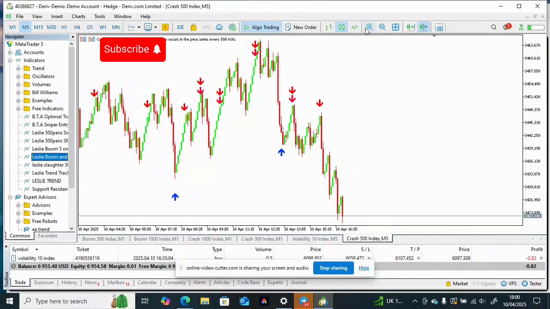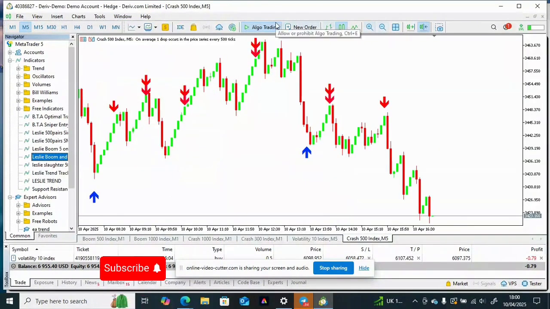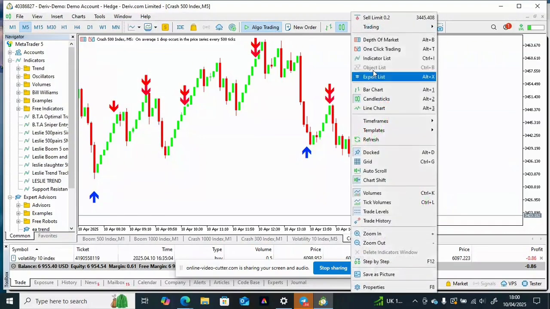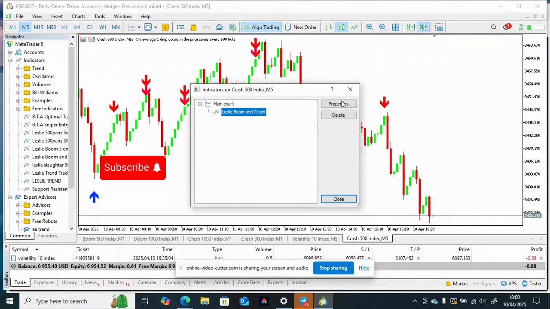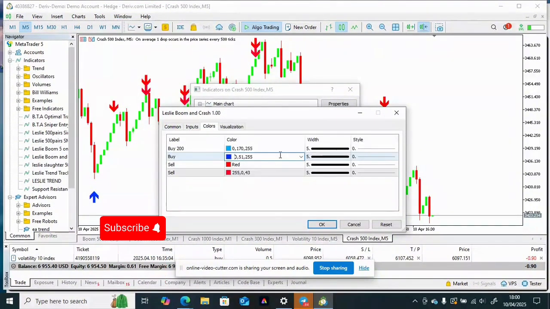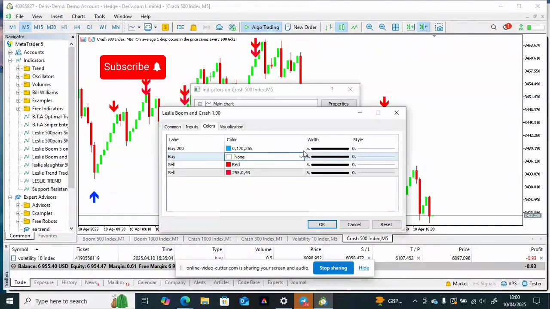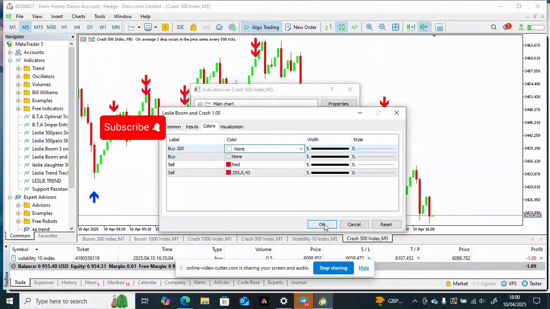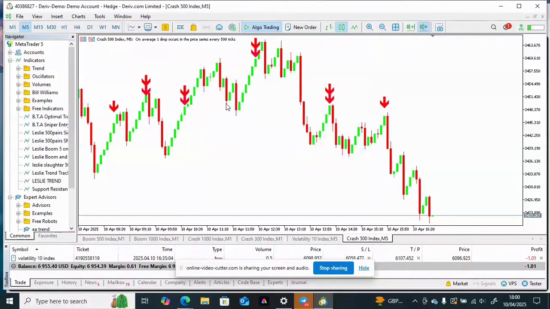When I use it on M5, as you can see, guys, to avoid so many things on your chart, you can remove the blue colors, or you can click here and click on none. You just disable the blue colors like this one, and then click on OK. When you apply that, you only have the red colors.